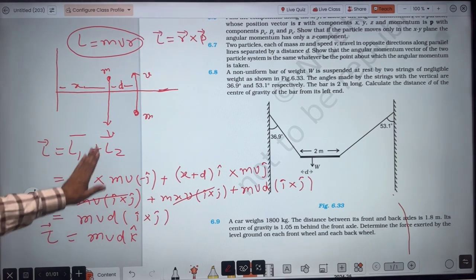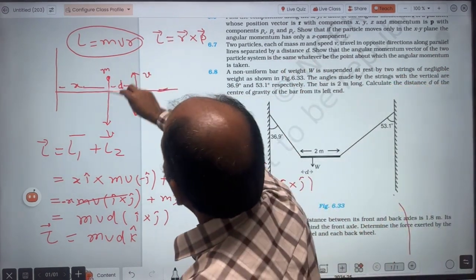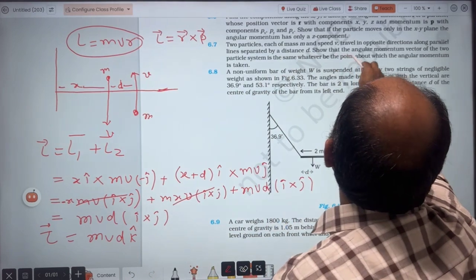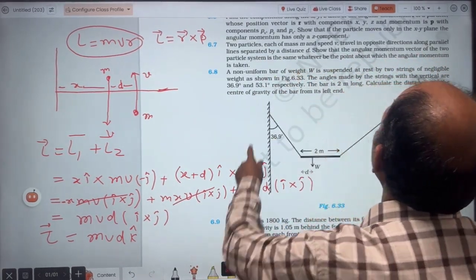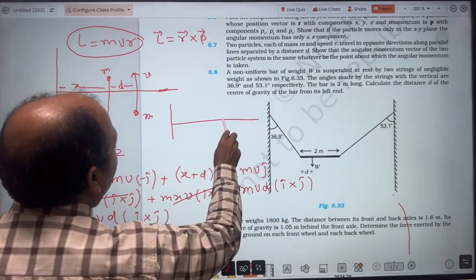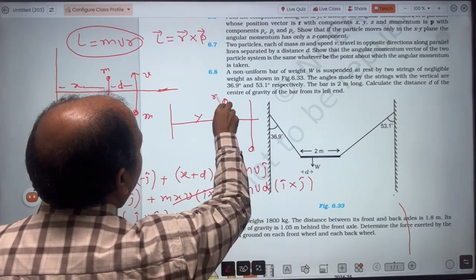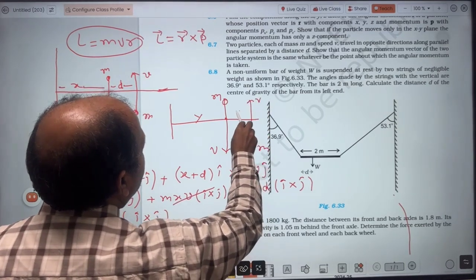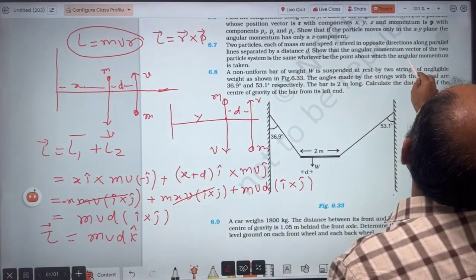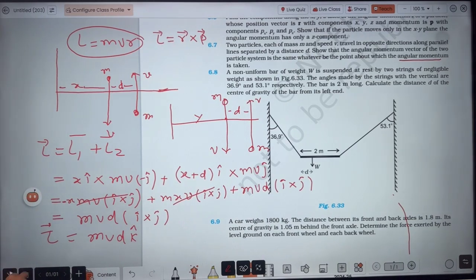Here x is not there. The question was two particles each of mass m and speed v travel in opposite directions along parallel lines separated by distance d. Here one is traveling in this direction and the other in this direction. They are parallel to each other and the separation is d. Show that the angular momentum vector of the two particle system is the same whatever be the point about which it is taken. Now if we shift this, suppose we take up to here y and consider the same situation, so this is m, v, m, v, and suppose this separation is d. So again y will not come. That is why they are saying that the point about which angular momentum is taken is irrelevant. Only the separation is important. So we have got the answer.